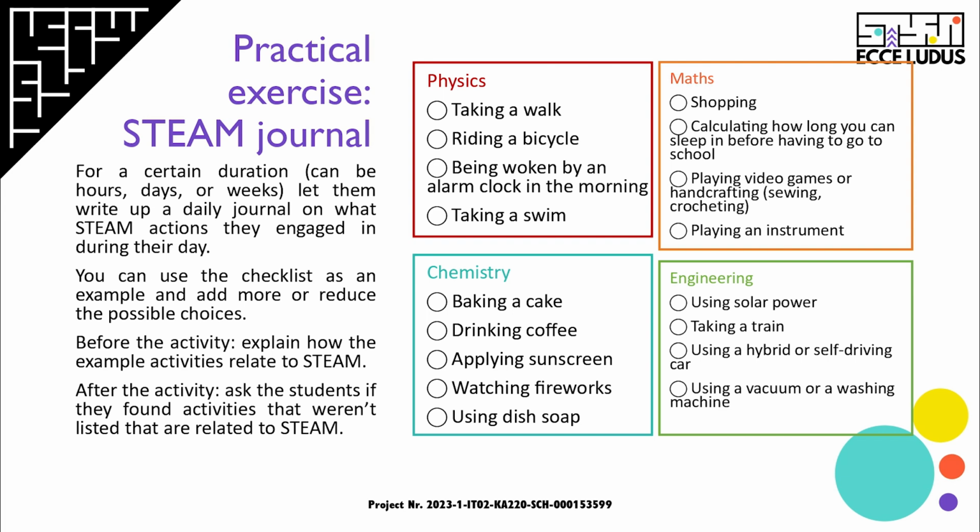As a practical exercise, you can try to implement a STEAM journal. For a certain duration, this can be hours, days, or weeks, depending on your availability. Let the students write up a daily journal on what STEAM actions they engaged in during their day. You can use the checklist in this presentation as an example and add more or reduce the possible choices.